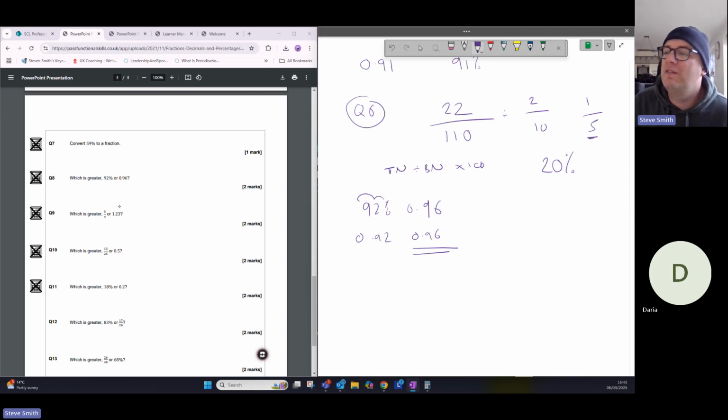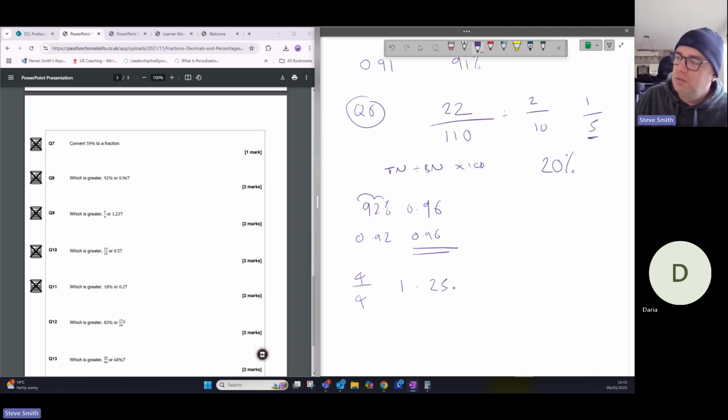What is greater, 5/4 or 1.23? Same principle. If we've got 4/4, that's a full one. We've got 1. And if we've got another one, what is 1/4? We can clearly see that 1.25 or 5/4 is bigger than 1.23.